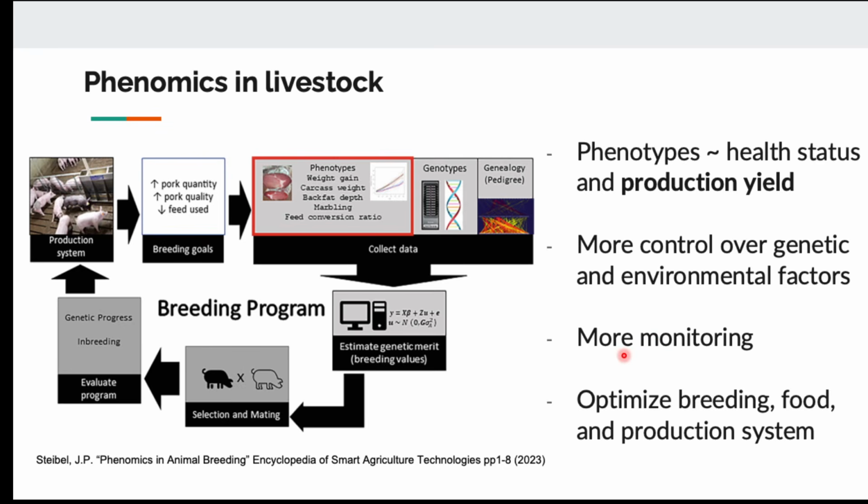For humans, you might violate the person's rights if you monitor their activities all the time. But we can do real-time video monitoring for animals and plants. So this allows us to use the idea of phenomics to eventually optimize breeding, optimize food for the animals, optimize nutrients for the plants, and optimize the whole production system.